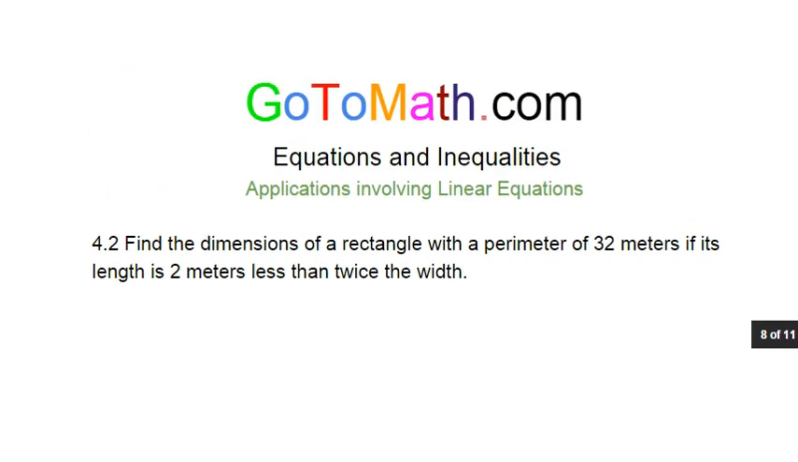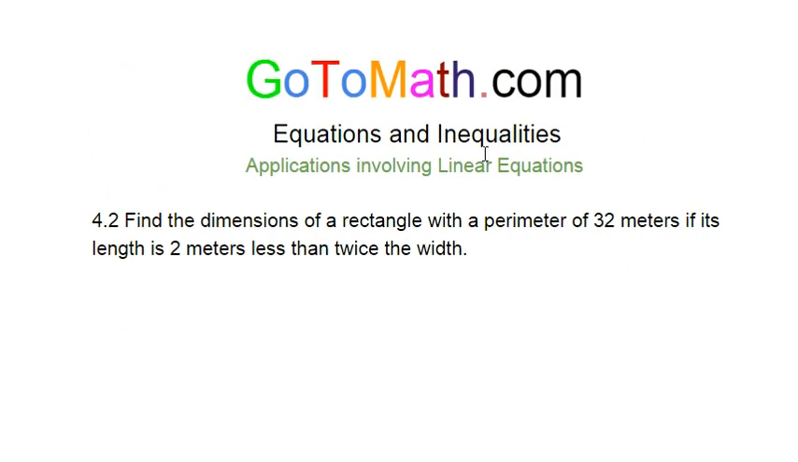Need to make some adjustments here. We're over here at GoToMath.com working some application problems involving linear equations that we had gone over in a previous section. Okay, this problem here, we got 4.2. Find the dimensions of a rectangle with a perimeter of 32 meters if its length is 2 meters less than twice the width. So basically, this is a similar problem to 4.1.